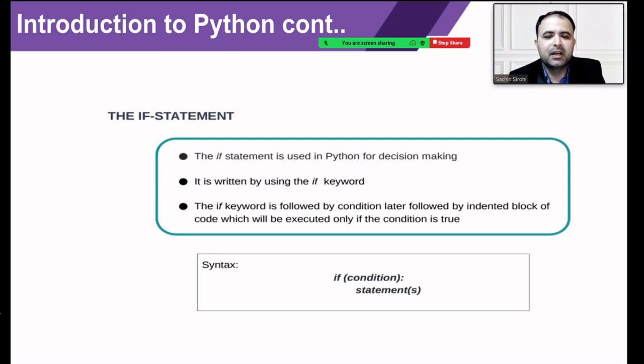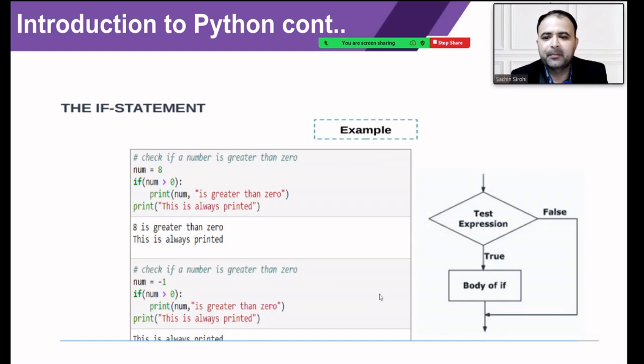The if keyword is followed by a condition, and later followed by an indented block of code, which will be executed only if the condition is true. So it is a syntax: if condition, and then execute the statement. Now we have an example: num equal to 8 and if num greater than 0. If the number is greater than 0, the result is printed. Otherwise, this line is always printed. So it is a code, and it is the indentation of the particular code.